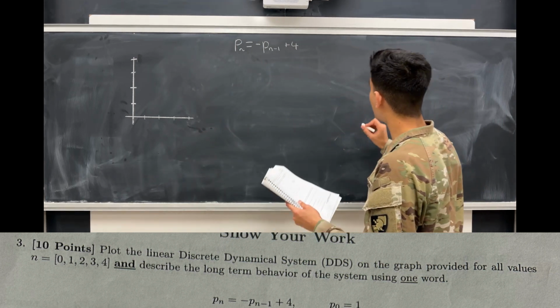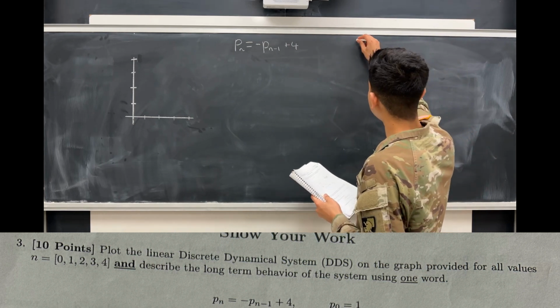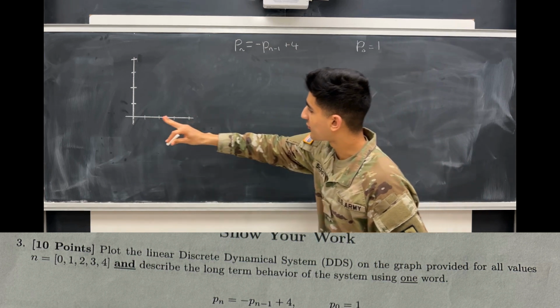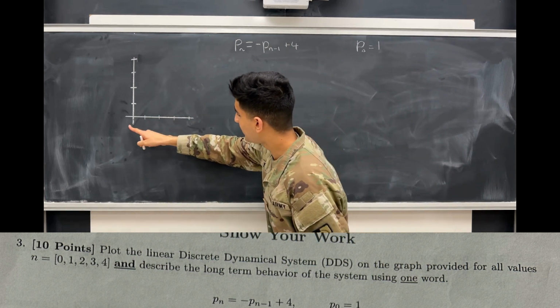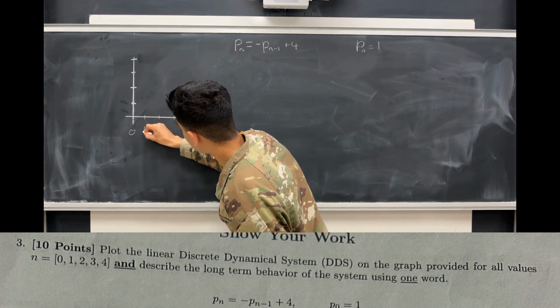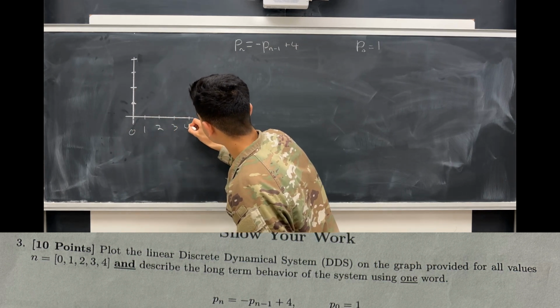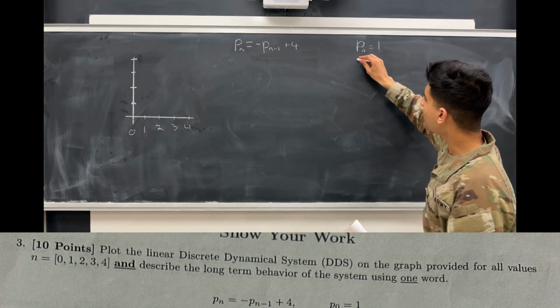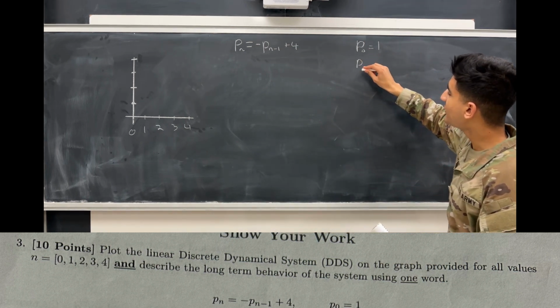So to start off, we are given that the initial value p sub 0 is 1. So when we look at our graph, we can immediately put that p sub 0 is going to be 1 over here. We're labeling it 0, 1, 2, 3, 4. Same on the y-axis.